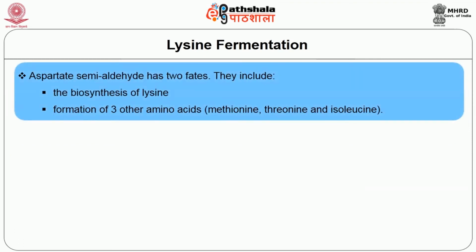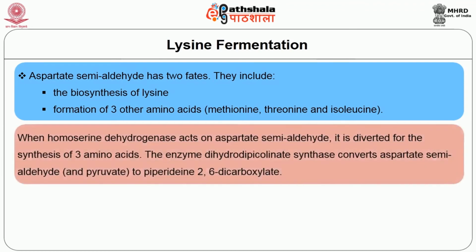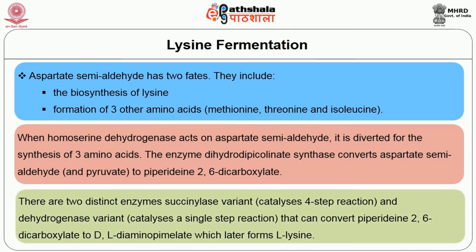Aspartate semialdehyde has two fates, the biosynthesis of lysine and formation of 3 other amino acids, namely methionine, threonine and isoleucine. When homoserine dehydrogenase acts on aspartate semialdehyde, it is diverted for the synthesis of 3 amino acids. The enzyme dihydrodipicolinate synthase converts aspartate semialdehyde to piperidine 2,6-dicarboxylate. There are two distinct enzymes, succinylase variant and dehydrogenase variant, that can convert piperidine 2,6-dicarboxylate to L-diaminopimelate, which later forms L-lysine.